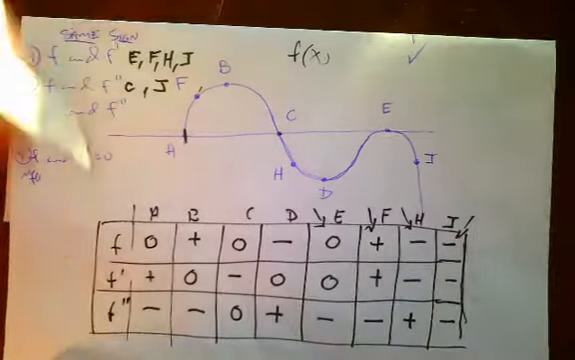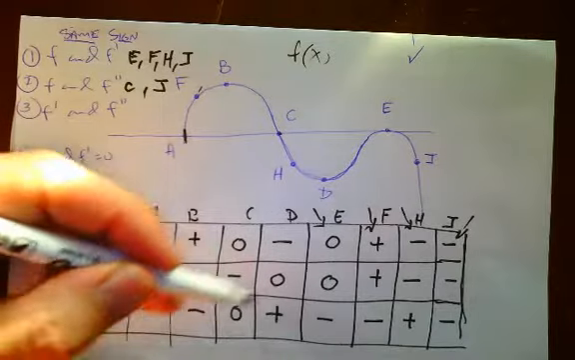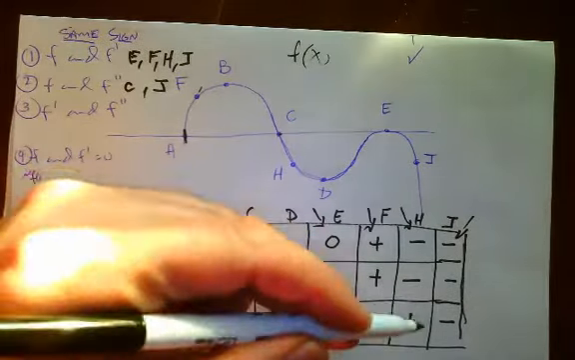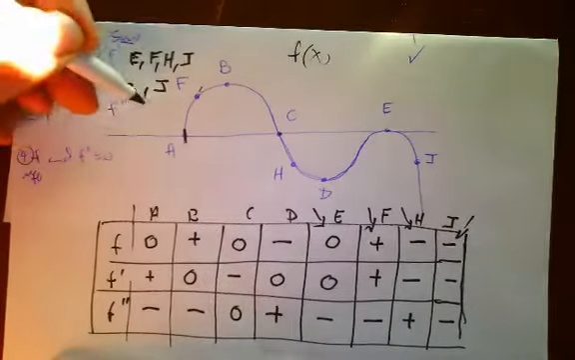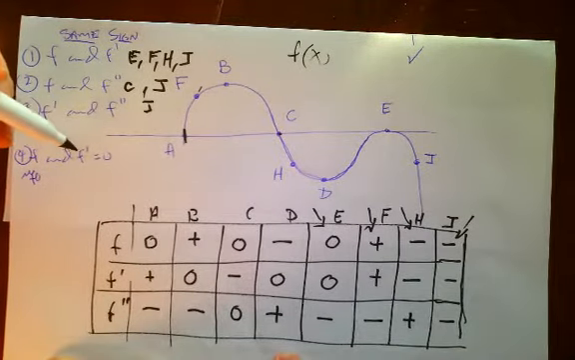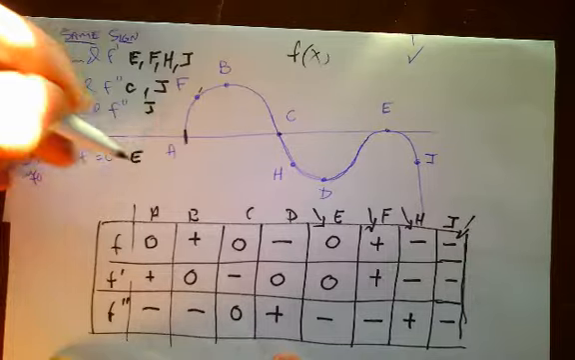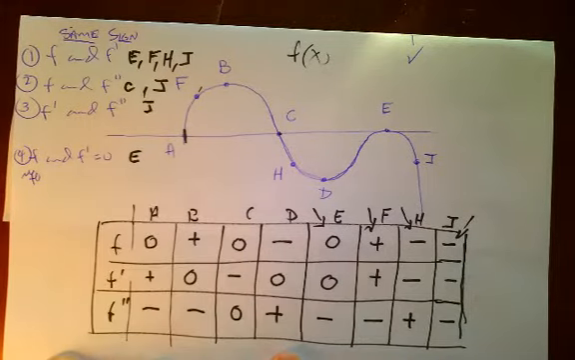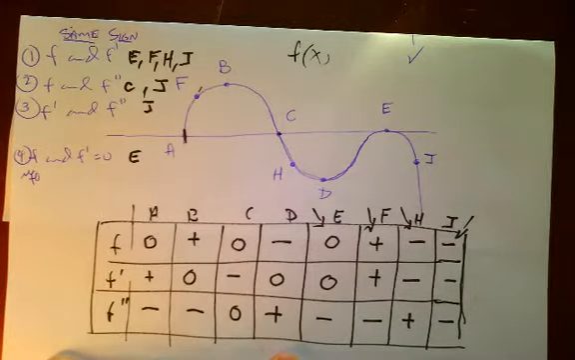Oh, and at J. Now, f prime and f double prime have the same sign? Whoa, only at that one place, J. And then finally, we want f and f prime equal to 0, and we saw that at point E.